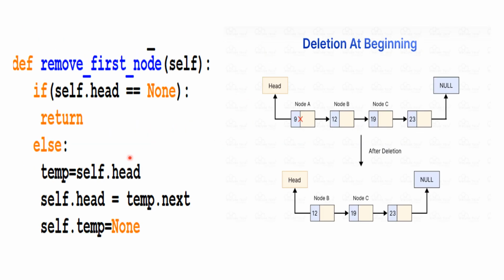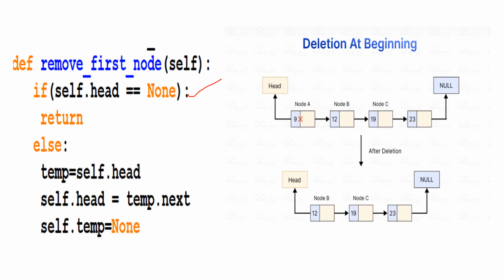Now you can see the function name is remove first node. First of all, if you want to delete any node from the beginning, you need to identify whether self.head is available or not. When self.head is available, then we can delete the node. As a programmer, as a developer, we think about the negative side also. If self.head is None, can we delete? No. So return.